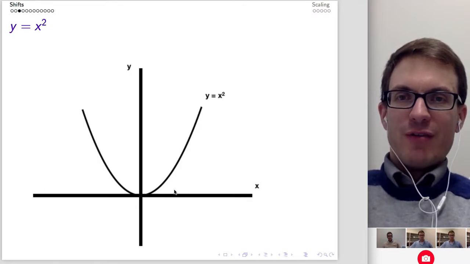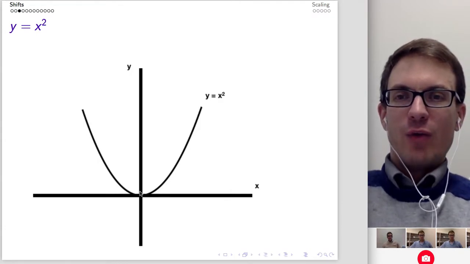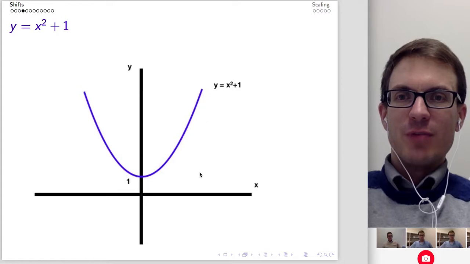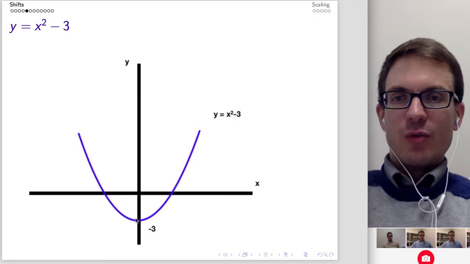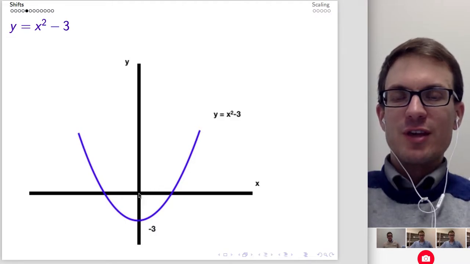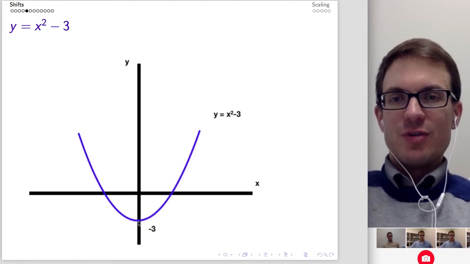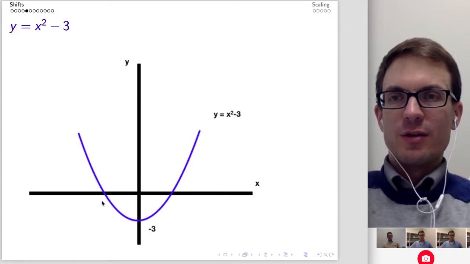Suppose we add 1 to every y. Whereas previously x equal to 0 gave us 0 for y, now we'll add 1 to that. So we expect the minimum to happen here, and sure enough, we've added 1 to every possible output. What if we subtract 3 from every output? This is going to shift us downward. Whereas previously when we had 0 for x, this left us here, now when we enter 0 for x, we're down here at minus 3. At every output, we've been reduced by 3. It's a downward shift.